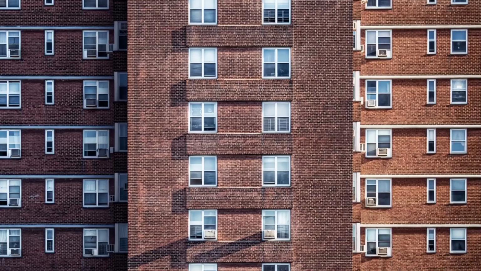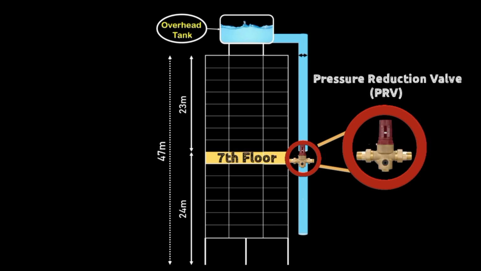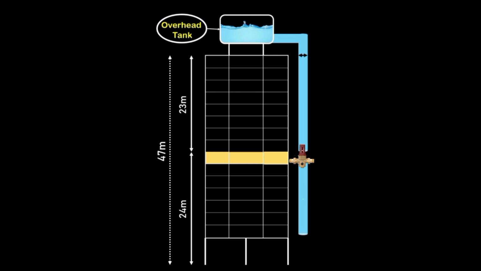To understand the use of this power plant, we have taken the metrics of a 15-floor building. The total height of the building is 47 meters from the ground to the base of the overhead tank. The builders usually install a pressure reduction valve, or PRV, system at the roof level of the 7th floor. As per building guidelines, 2 PRV systems should be installed with one being a standby. Our proposal is to replace the main PRV system with our micro hydro power plant.